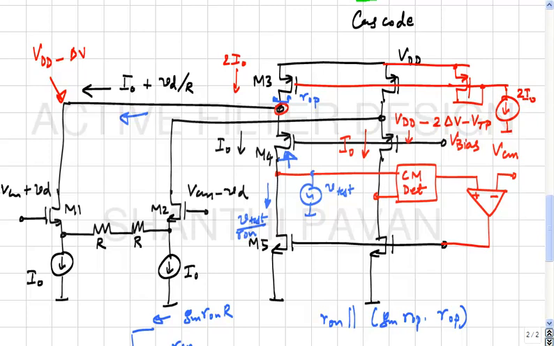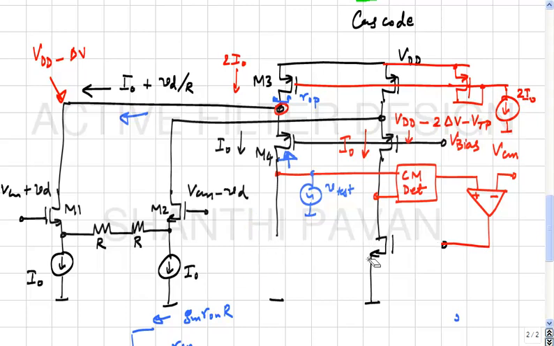You can put a cascode for M5 and improve matters, especially given that you can see the lower limit is only delta V, whereas the upper limit is 2 delta V from the supply, right? So if we choose the common mode to be VDD by 2, the fact that the lower limit is delta V isn't very useful to us, because if you want to fit a sine wave, the maximum amplitude will only be VDD minus 2 delta V minus VDD by 2, correct? So it seems a no-brainer that one would want to use a cascode for the tail current sources.